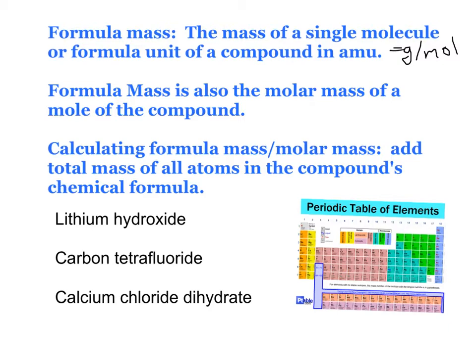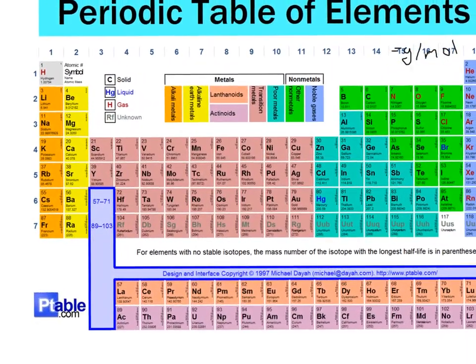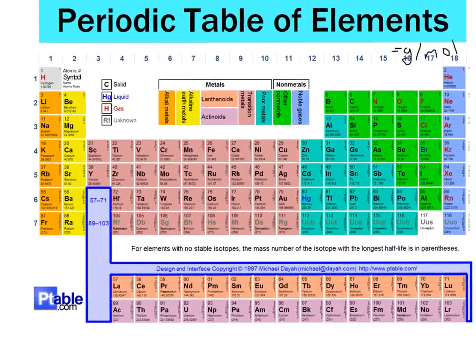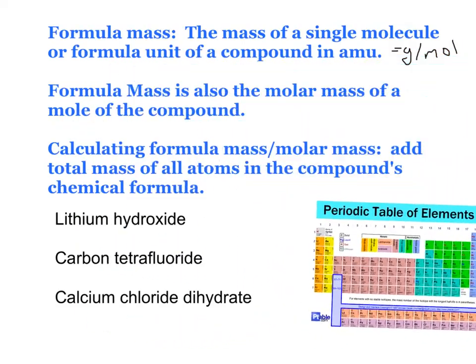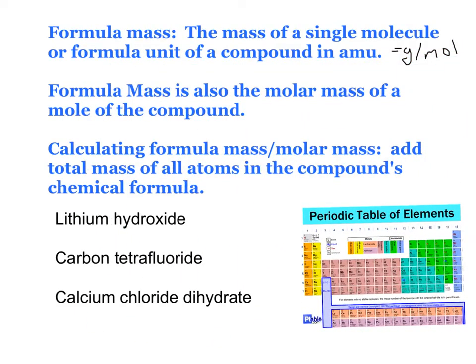So lastly here, we want to calculate the formula mass or molar mass, and basically all you have to do is look at your periodic table and add everything up once you get the proper formula down. The first step for lithium hydroxide is to write out the formula. Lithium is Li plus 1, and hydroxide is OH minus 1, so this is an easy LiOH. And then you look at your periodic table and add them all up.